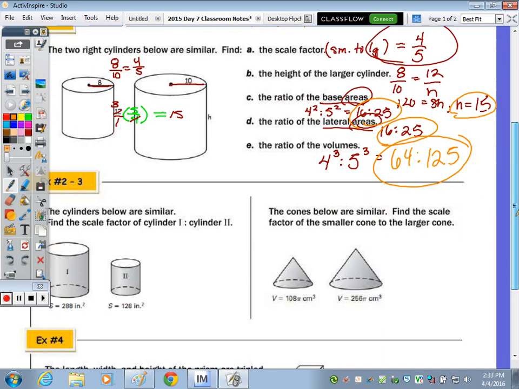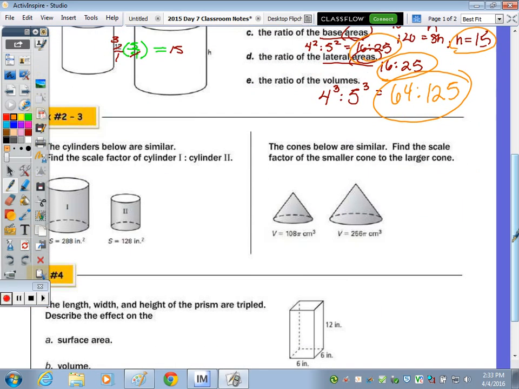So the next two go together. It says the cylinders below are similar as well as the cones to the right. We're going to find the scale factor given the ratio of the surface areas on the left and find the scale factor given the ratio of the volumes to the right. So the surface area of cylinder 1 is 288. Surface area of cylinder 2 is 128. I need to find the scale factor. So I'm going to do A over B.